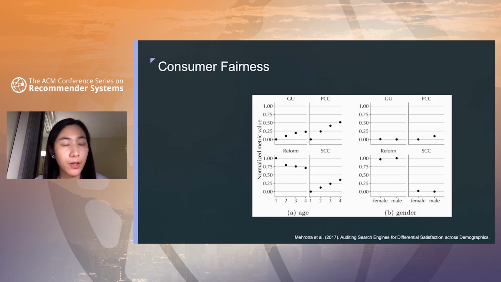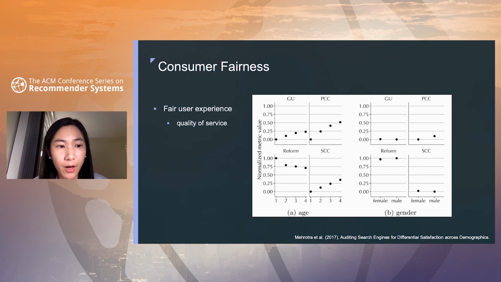Okay, so for consumer fairness, it has been shown that users of different age and gender groups, for instance, have different user experiences in the search engine results, or have different satisfaction with the search engine results. So what should a fair user experience include? It should include fair quality of service, which means the users of different groups should be equally or fairly satisfied with the recommended items. And this also includes the cost of service. So this means that the cost for different groups of users should be fair regardless of the sensitive attributes. So say a rich person should not be paying more than the average person in terms of using the service, unless there is more service provided with extra charge.